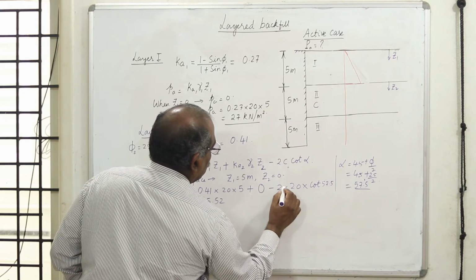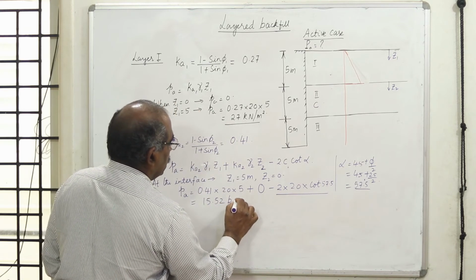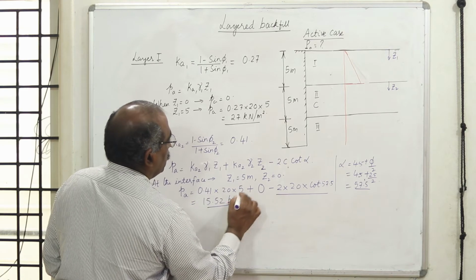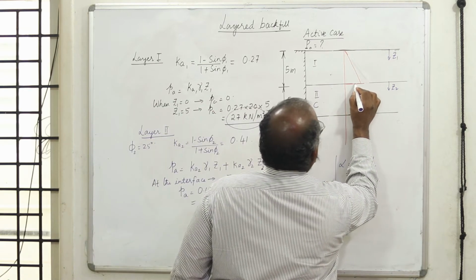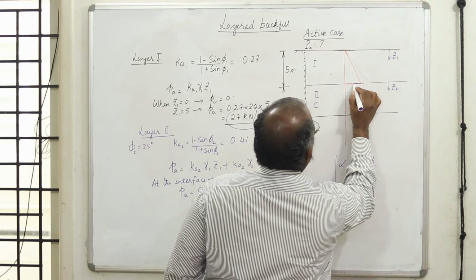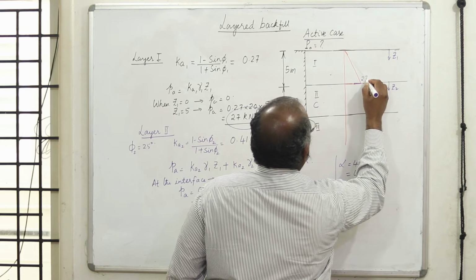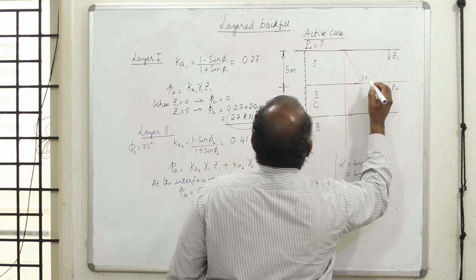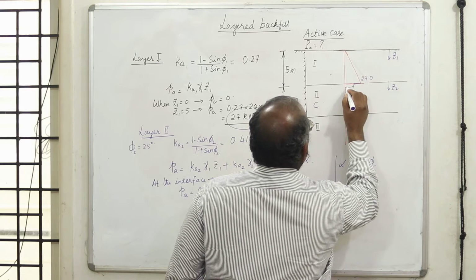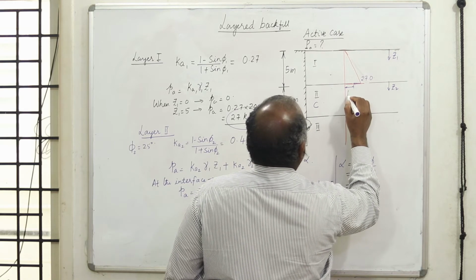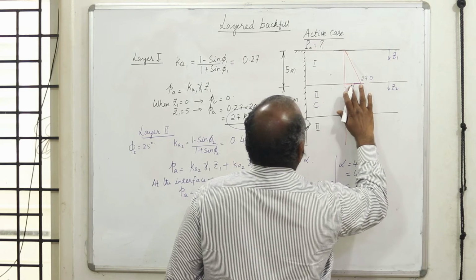See this negative sign, because of this negative sign there is a reduction in pressure. This will be the value. Now from this 27.0, and this value is 15.52. Now it's understood. I will not write here because it becomes too cumbersome.